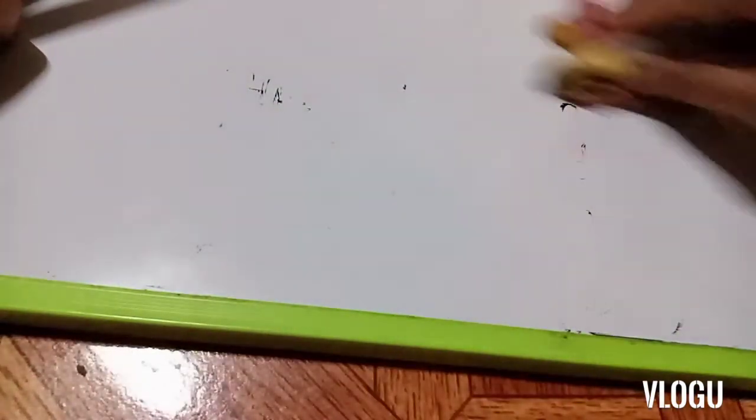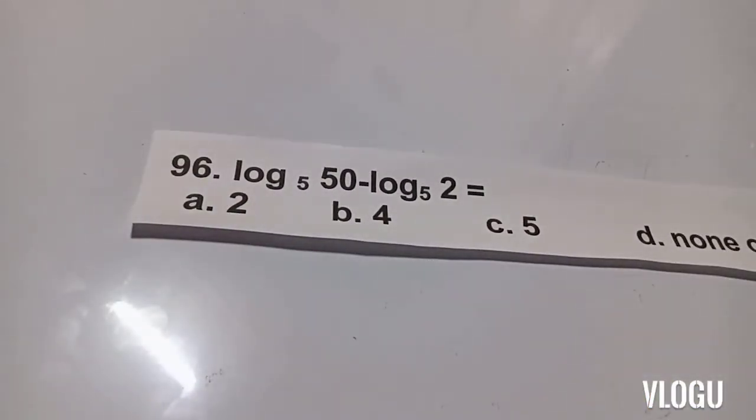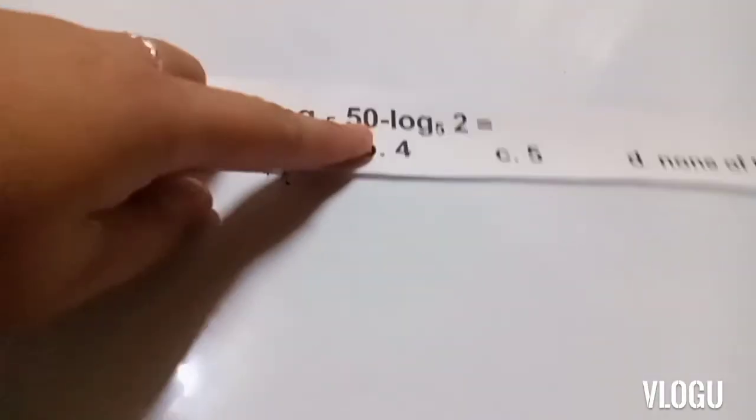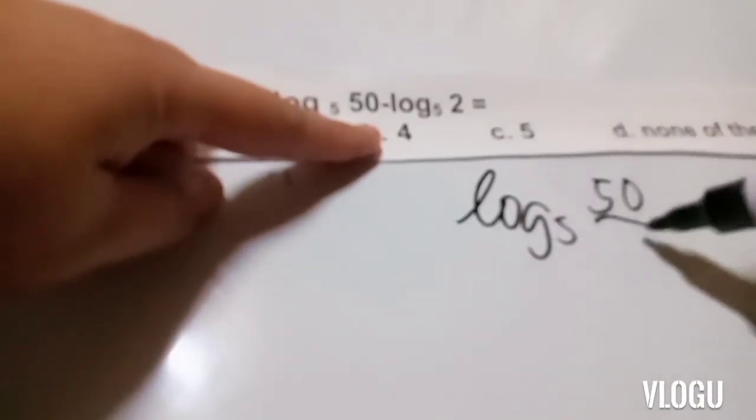Again, let's proceed to number 96. So we know that this is a logarithm, and the logarithm has a rule: if this is division, we need to subtract, and if this is multiplication, we need to add. So logarithm of 50 minus logarithm of 2. Take note, we need to go back to the logarithm of 50 divided by 2.